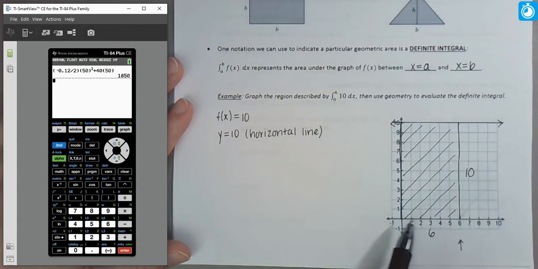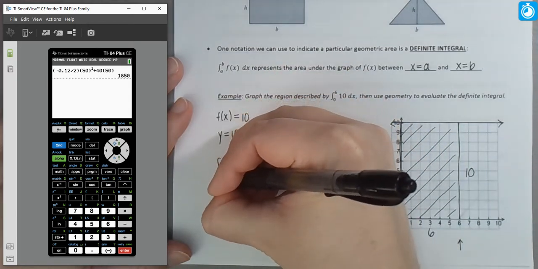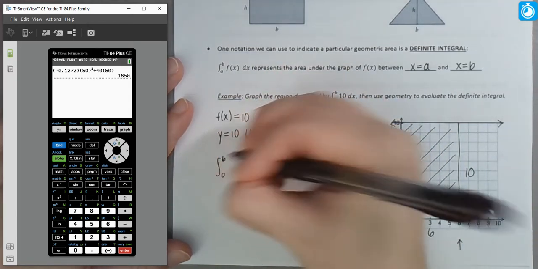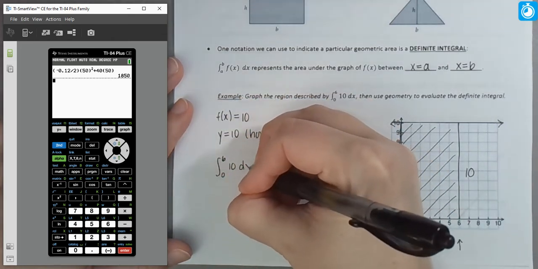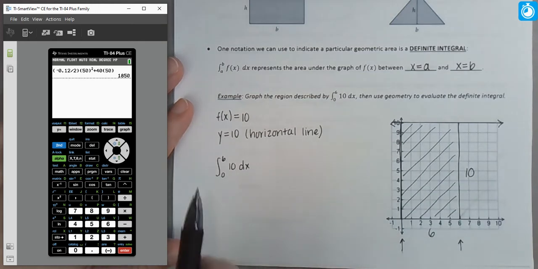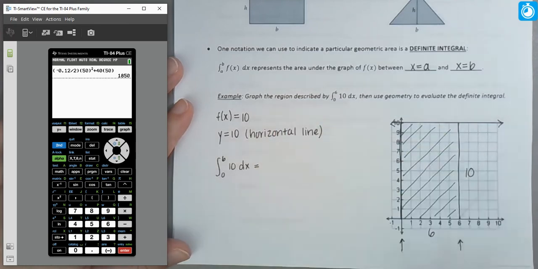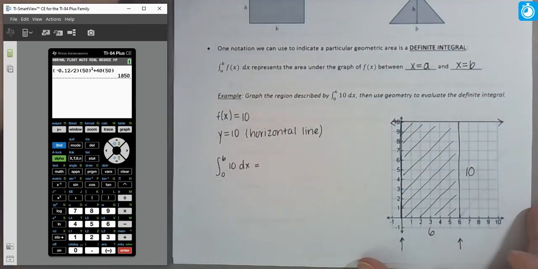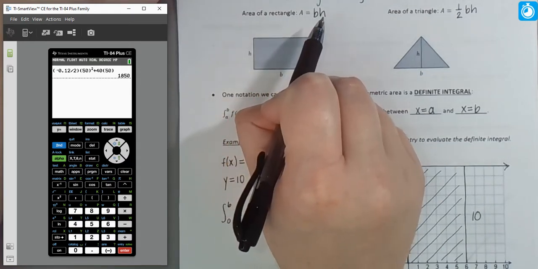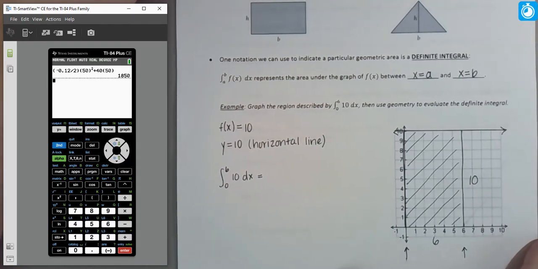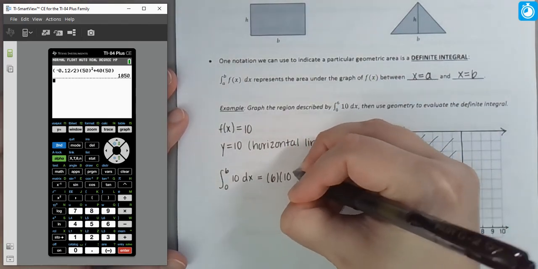So we have a rectangle with dimensions 6 by 10. If we want to evaluate the definite integral from 0 to 6 of the function 10 integrated with respect to x, we know this represents this area as drawn. And so we can find that area just using what we know about the area of a rectangle. The area of a rectangle is defined as the base dimension times the height dimension. So in this case, that's just going to be 6 times 10.